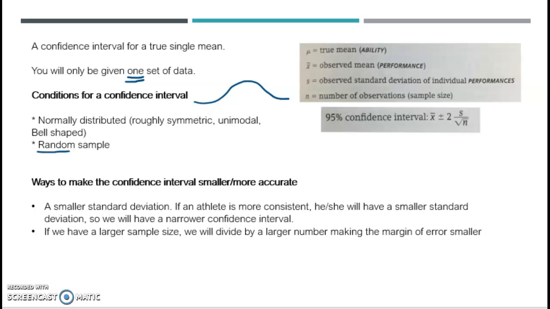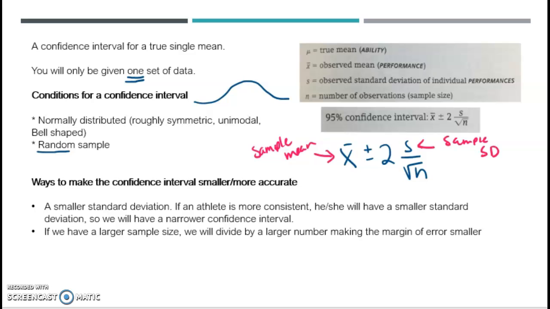When we're looking at the actual formula for a 95% confidence interval, you've got x bar plus or minus 2 times s over the square root of n. Let's talk about what each one of those means. The x bar represents your sample mean. It's not the population mean, because that's what you're trying to estimate with a confidence interval. And then s is your sample standard deviation. We're trying to estimate a parameter, or a population mean, using samples. That's why we want data that's normally distributed and random.